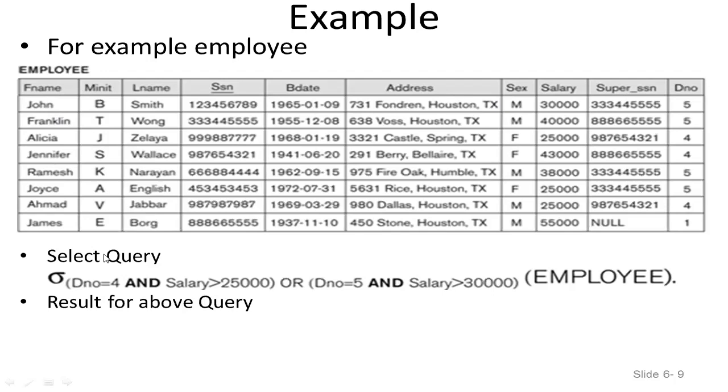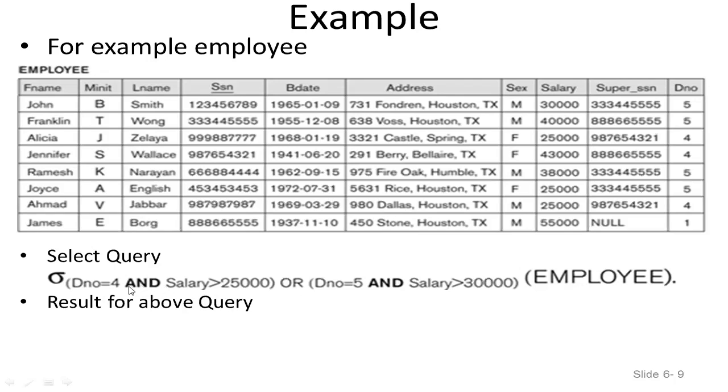Okay, so here we use this query in relational algebraic format: sigma department number equal to 4 and salary greater than 20,000, or department number equal to 5 and salary greater than 30,000, from employee. So this is how you write your relational algebraic expression query. This works equivalent to the select statement in your SQL commands.